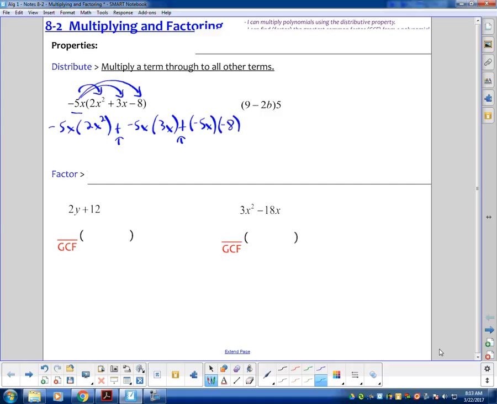So once I multiply, I end up with negative 5 times 2 is negative 10. We learned from the rules of exponents that when we multiply same bases, x to the first times x squared, we get x to the third. Then I have negative 5 times 3 is negative 15, x to the second. And then negative 5x times negative 8 is positive 40x.